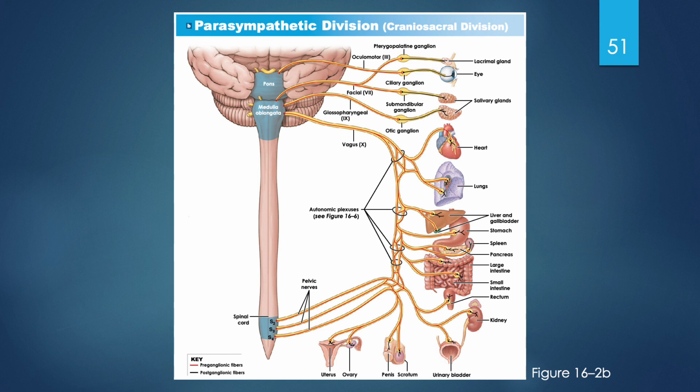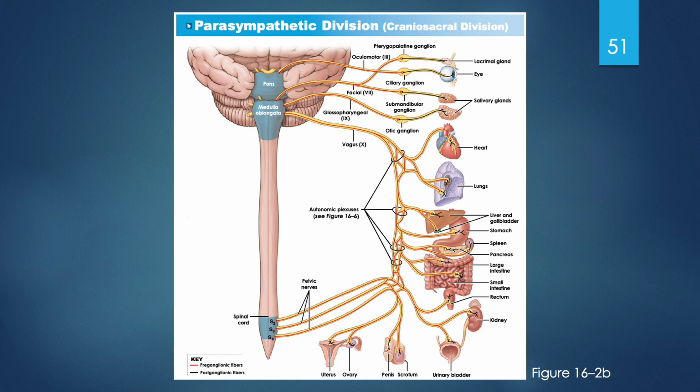As you can see, arising off of the most superior components of our spinal cord and the lower areas of our brain at the pons and medulla oblongata, we have nerves coming off that are going to be able to innervate different components of our parasympathetic nervous system. We also have, down at the sacral area of our spinal cord, pelvic nerves coming off that also innervate a broad variety of pelvic organs.